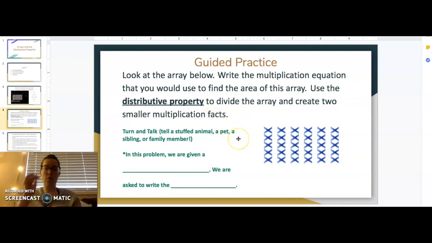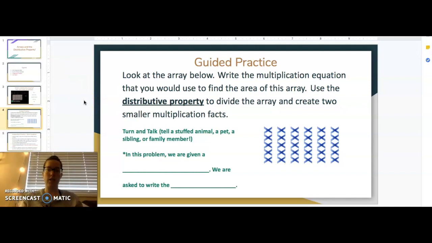Okay, so before we jump into this problem, I want to make sure that we understand what we are given here for information and what we need to do, what we need to find, right? So in the problems from the video, we were asked to find or to create a drawing, right? We were given a multiplication equation, and we were asked to create a drawing and then use the distributive property.